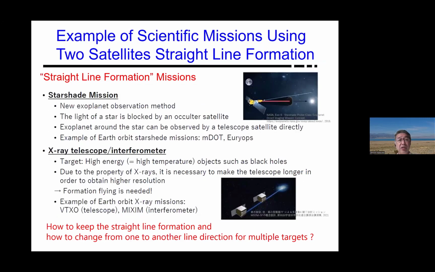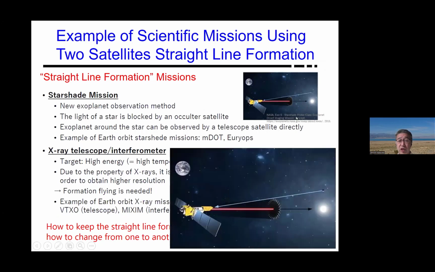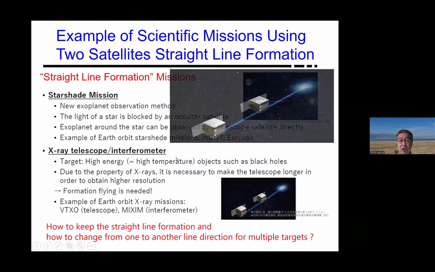The next one is straight line formation missions. For example, in the Starshade mission, we want to obtain the observation of an exoplanet, but the big problem is that we have a central star that emits very strong light. So we should occult this central star to obtain the information from the exoplanet. That is the concept of the Starshade mission, and we need this kind of receiver satellite and the occulter satellite.